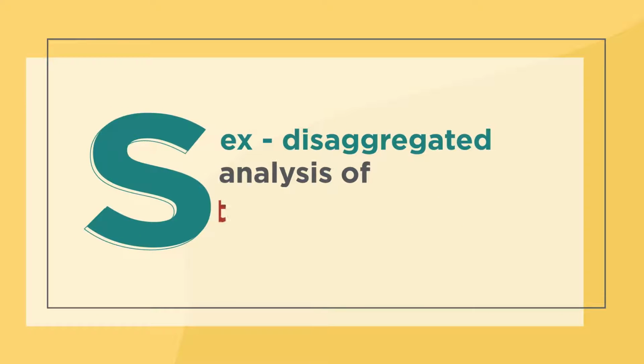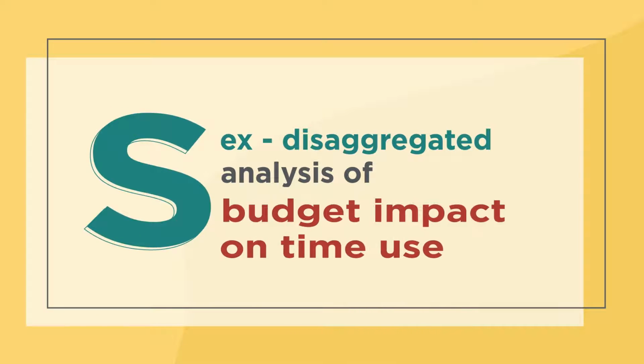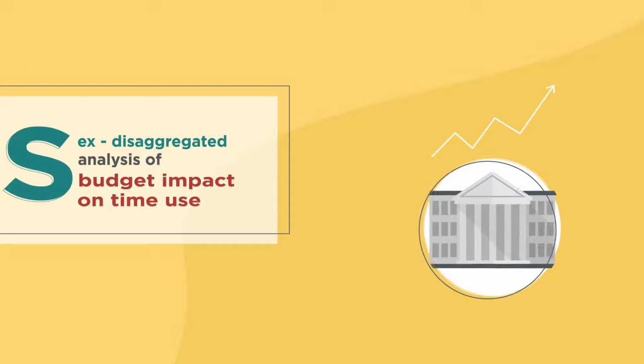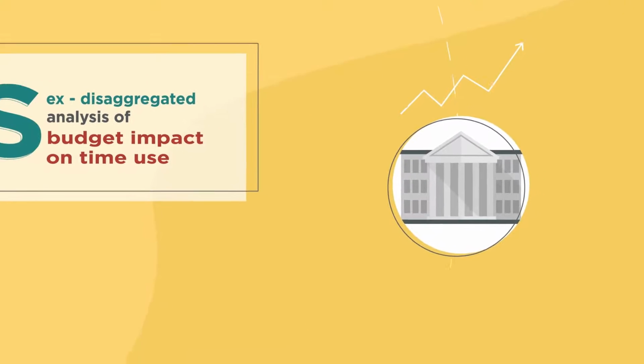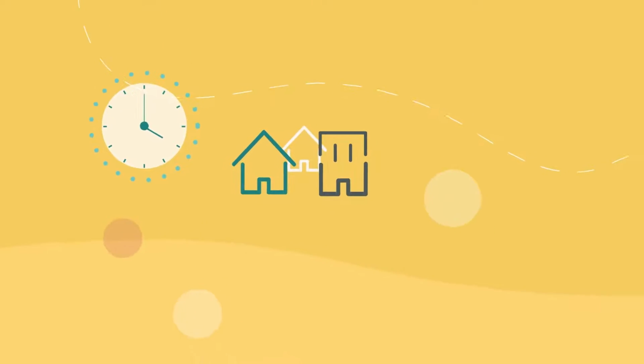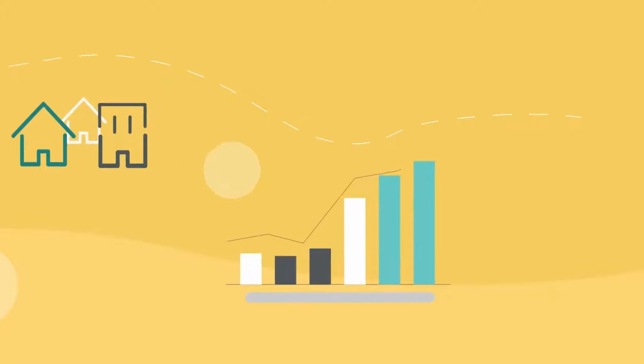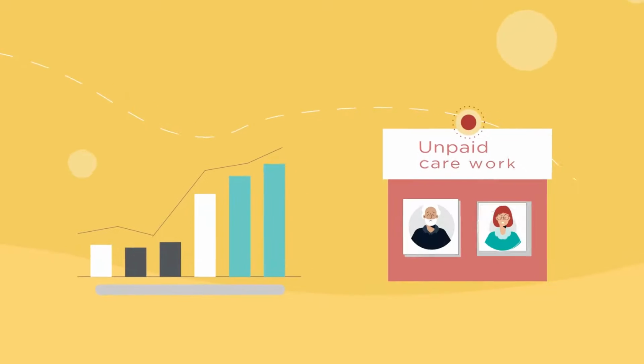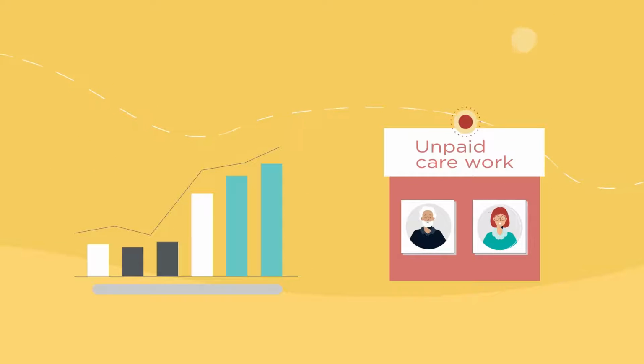Sex-disaggregated analyses of budget impact on time use analyzes how changes in government resource allocation impact the way time is spent in households. It also helps answer whether a proposed cut is likely to increase the time men and women spend on unpaid care work.